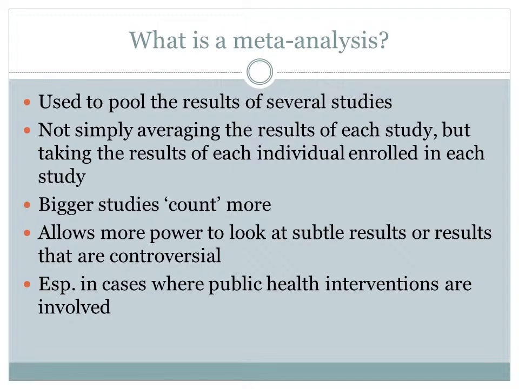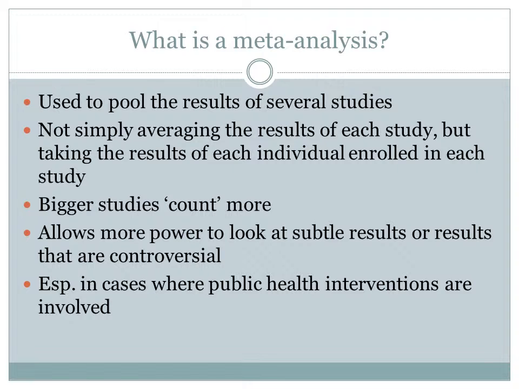It's not actually simply averaging the results of each study. For example, if you have 7 studies about mammography showing that the odds ratio of finding a breast cancer if you do a mammogram is slightly different in each study, and you just average the 7.